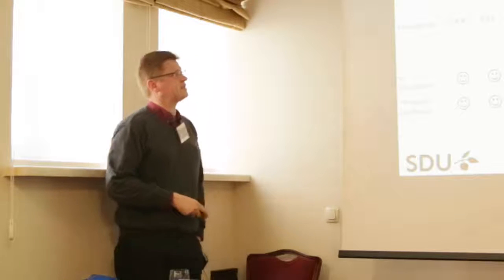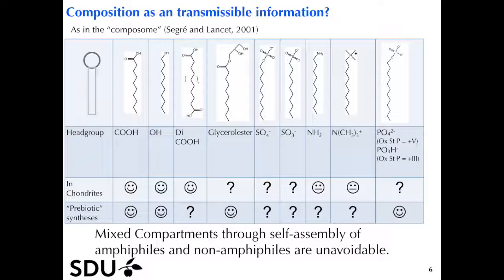The good thing is actually we have a lot of amphiphiles at our disposal. Some are found in chondrites, some are made by so-called prebiotic synthesis. And from the chemical point of view, if you look at the various functions that are there, this is quite a large number of functions that chemistry knows. And all of them, to some extent, have what we call amphiphilic qualities, so basically could self-assemble.